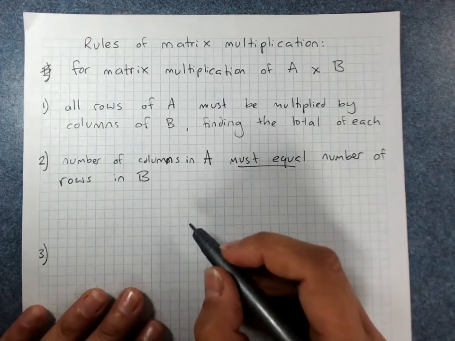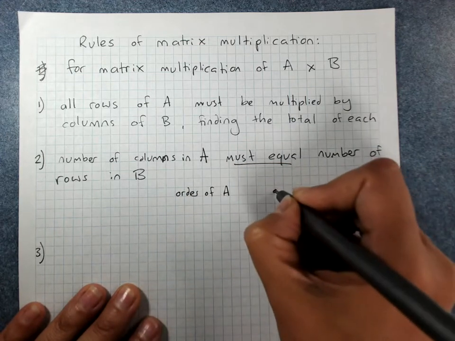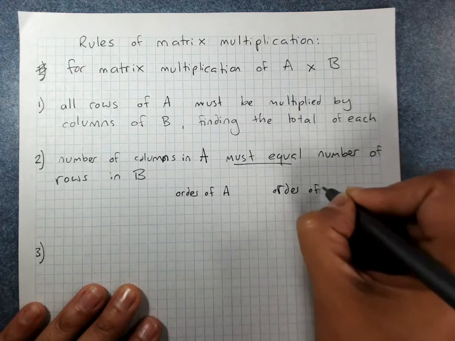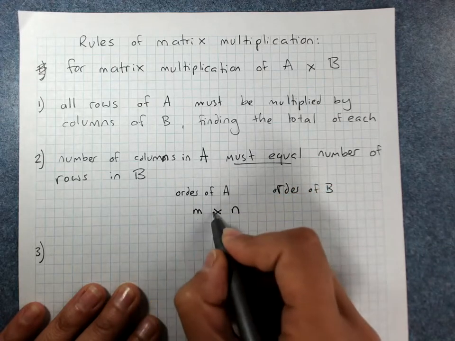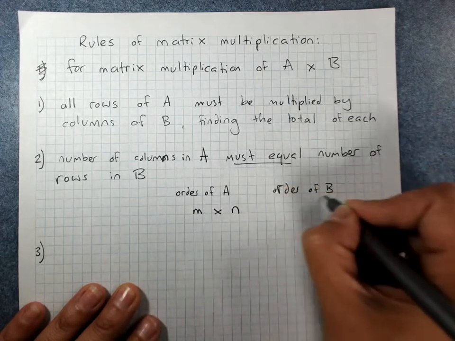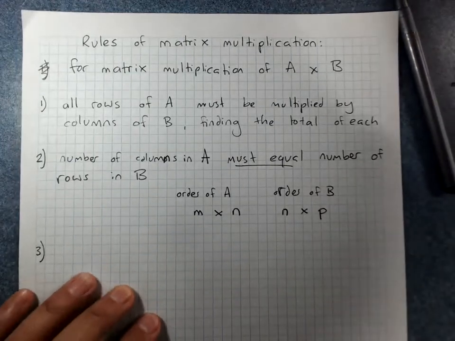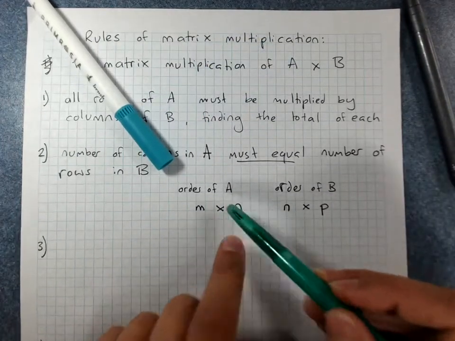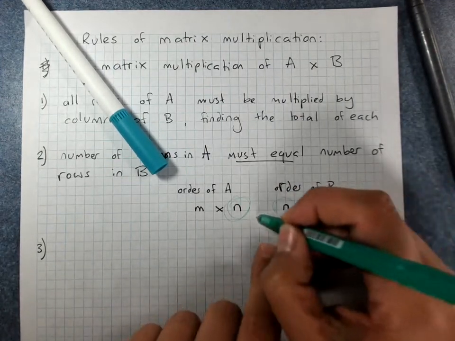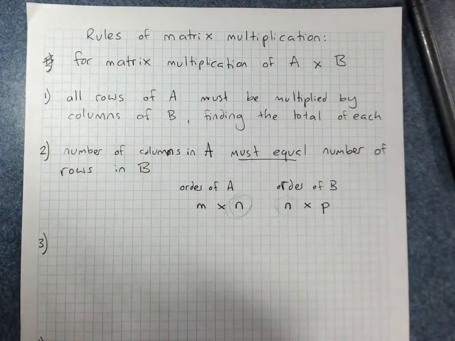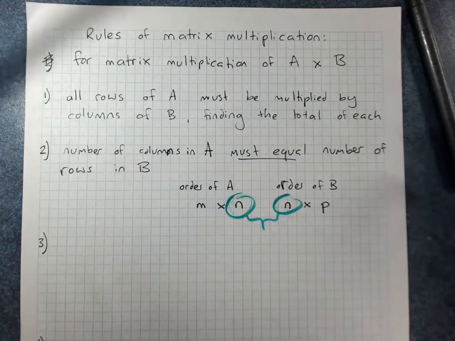And the easiest way to think of this is if you write the order of matrix A and the order of matrix B, remember rows times columns, if I represent A as m times n, rows by columns, and represent B as n times p, rows and columns, columns in A, rows in B, they must be the same.